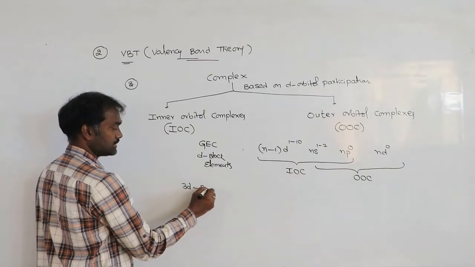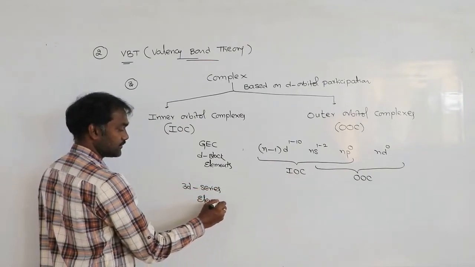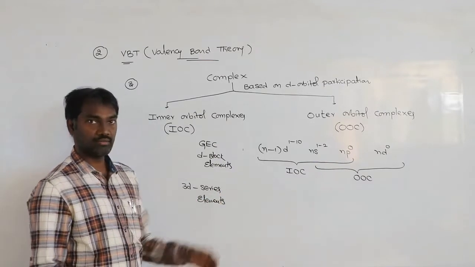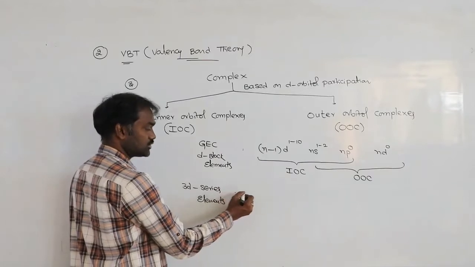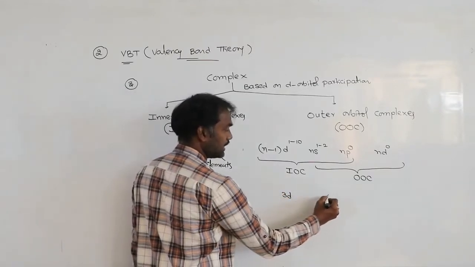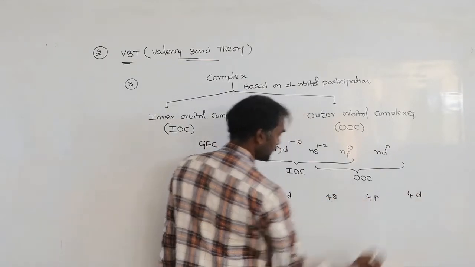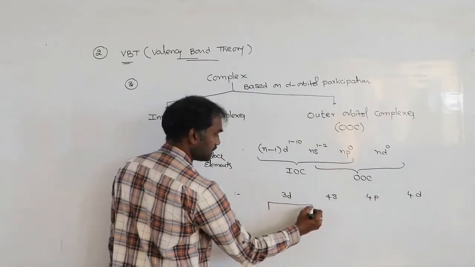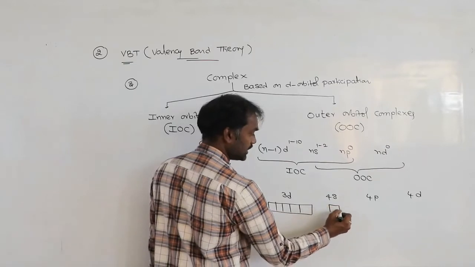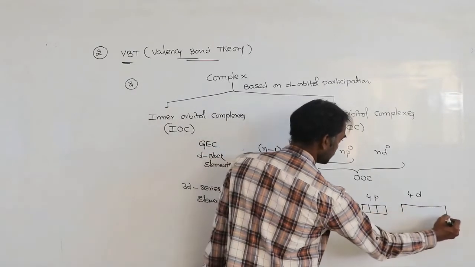So 3D, you take the 3D series elements. What does 3D series elements mean? Scandium, titanium, vanadium, chromium, manganese. In that, what happens? This is 3D. Next 4S, next 4P. So 3D, how many? 5. S is 1 box, P is 3.